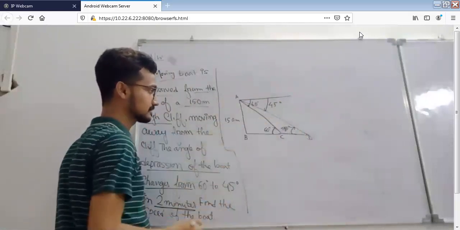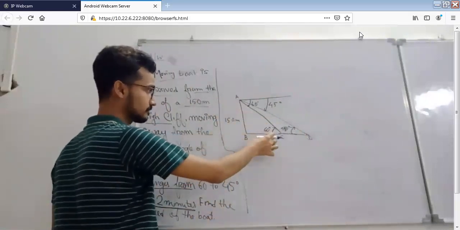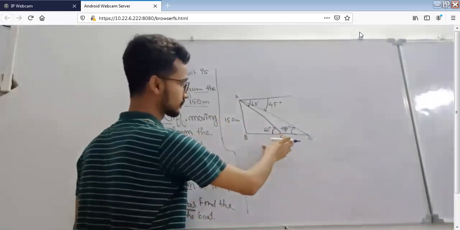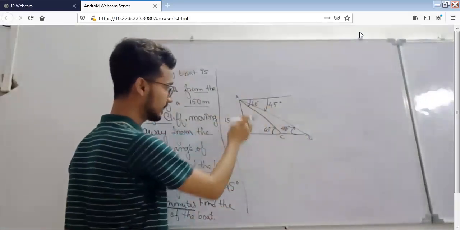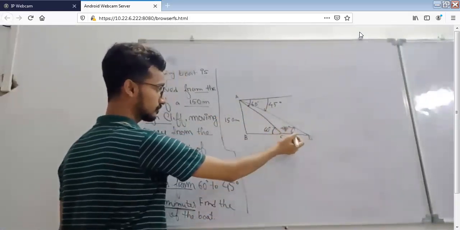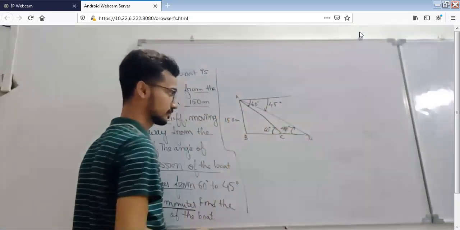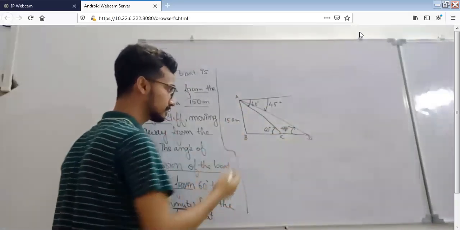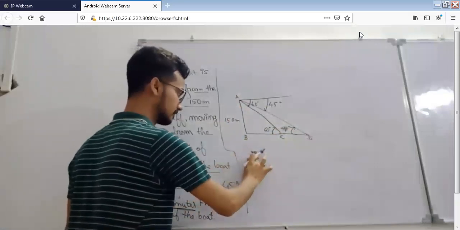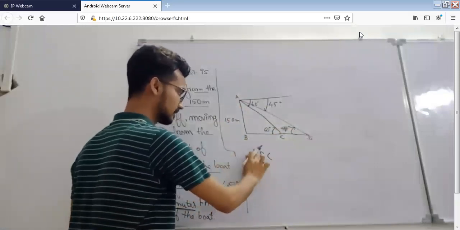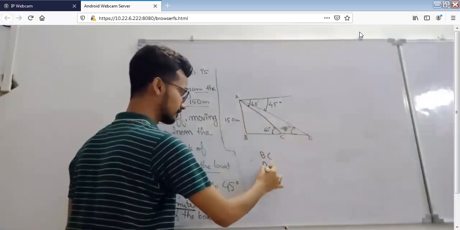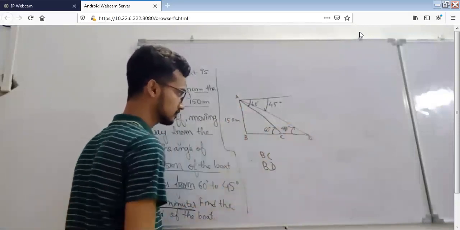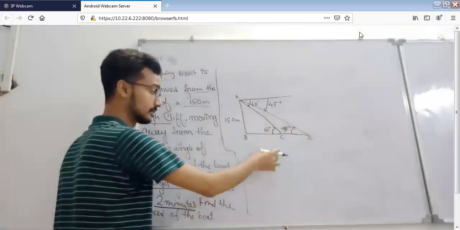So if you apply tan 60 degree, AB by BC, then you can find BC. Yes. Now, if you take the triangle ABD for tan 45 degree, it will be AB by BD. Yes or no? But you have to find BC. So from the first triangle, you can find BC. From the second triangle, the larger triangle, you can find BD. So if you subtract BC from BD, you will find CD.